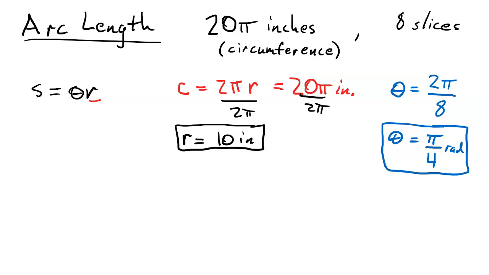So once you get both of these, you can type that into the arc length formula. So you have pi over 4 times 10. And this gives you that S is equal to 5 pi over 2, which is approximately 7.85 inches.